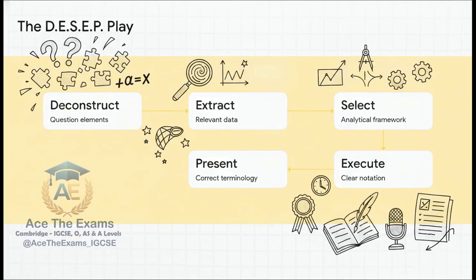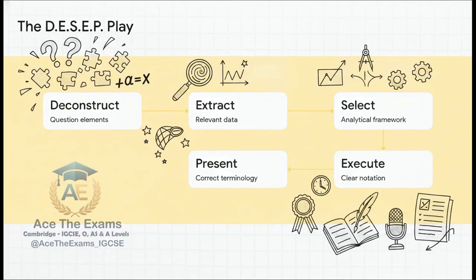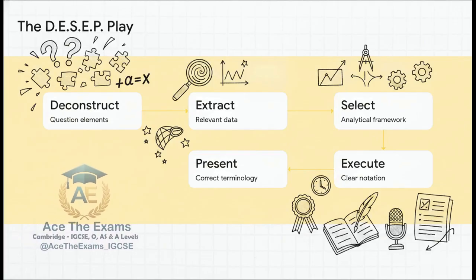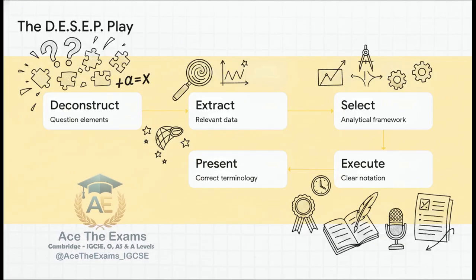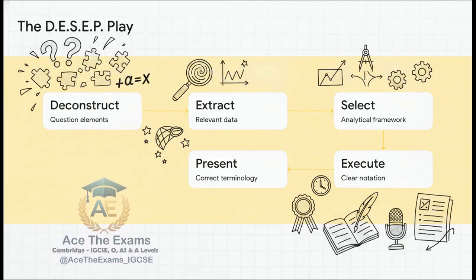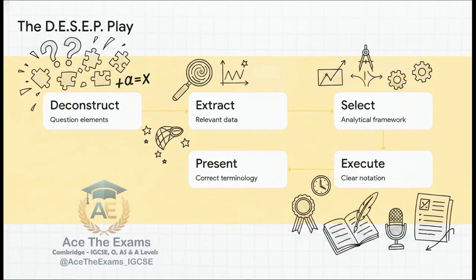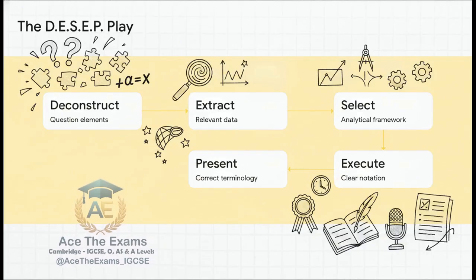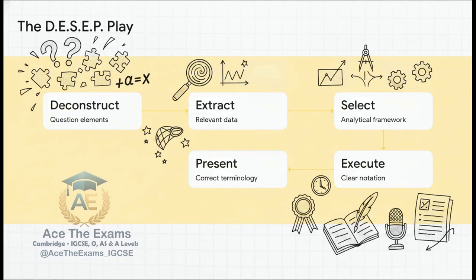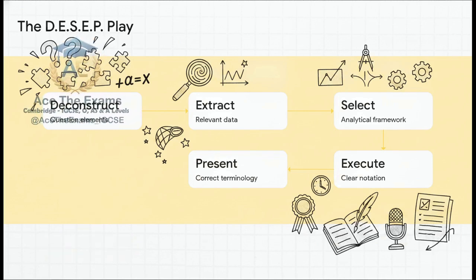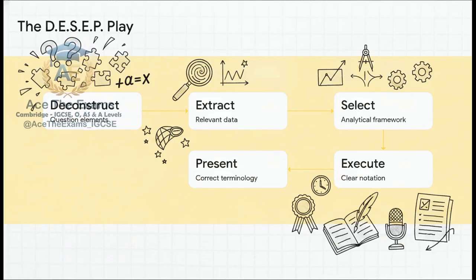So how do we guarantee we play like a veteran every single time? We use DESEP. This is your ultimate go-to offensive play. Step 1, deconstruct the question. Ask yourself, what is it actually asking me to do? Step 2, extract relevant data, like the exact equation of the curve. Step 3, select your analytical framework. In this specific case, differentiation and the second derivative test. Step 4, execute with clear notation.